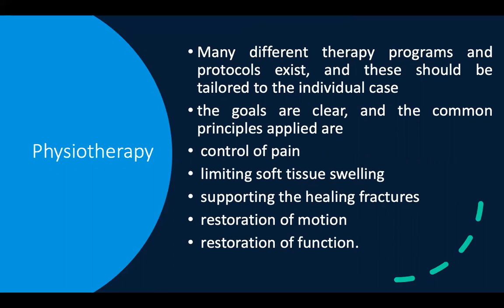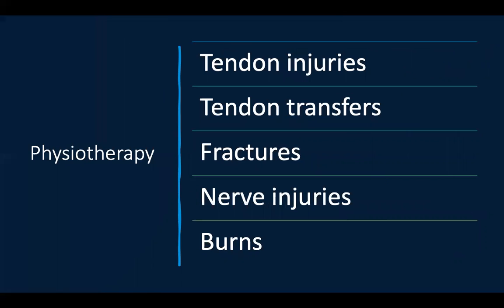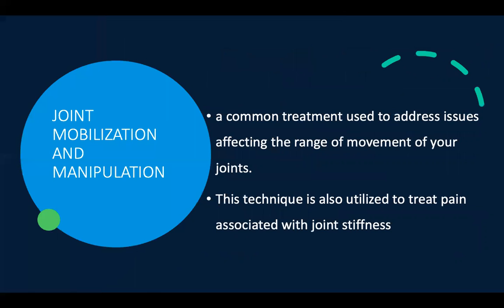Many different therapy programs and protocols exist, and these should be tailored to the individual case. The goals are very clear, and the core principles applied are control of pain, limiting soft tissue swelling, supporting the healing fracture or tendons, restoration of motion, restoration of function. The physiotherapy regime varies according to the injury type: tendon injuries, tendon transfers, fractures, nerve injuries, bone or soft tissue injuries.